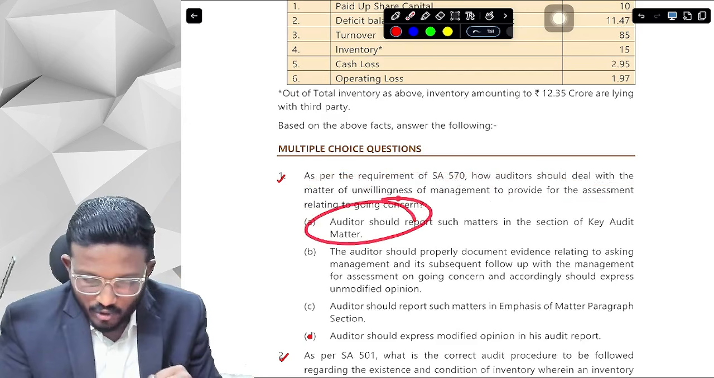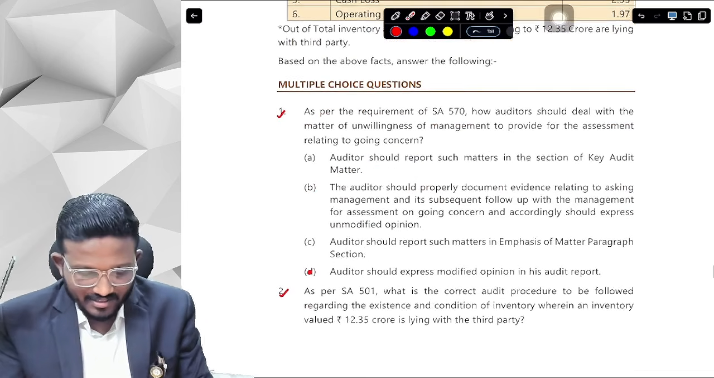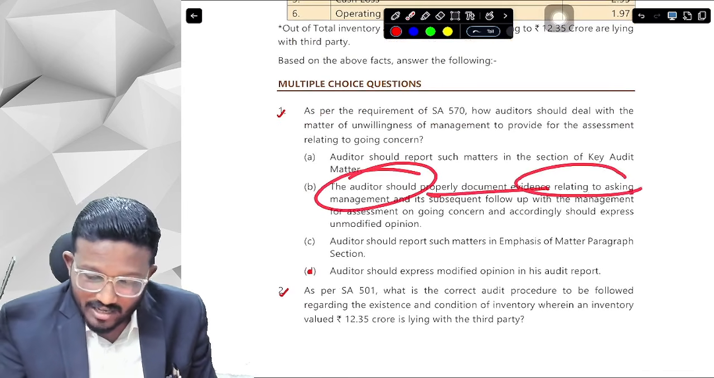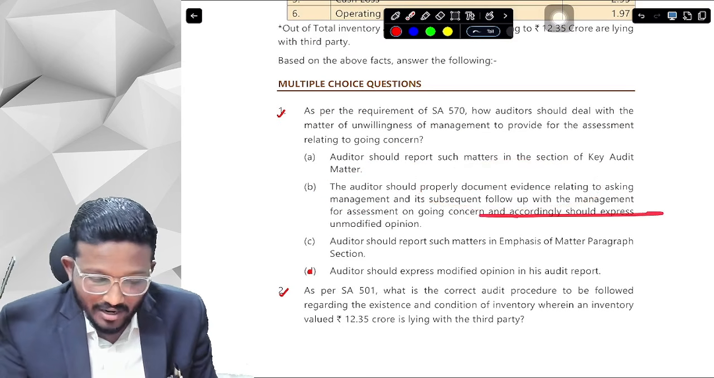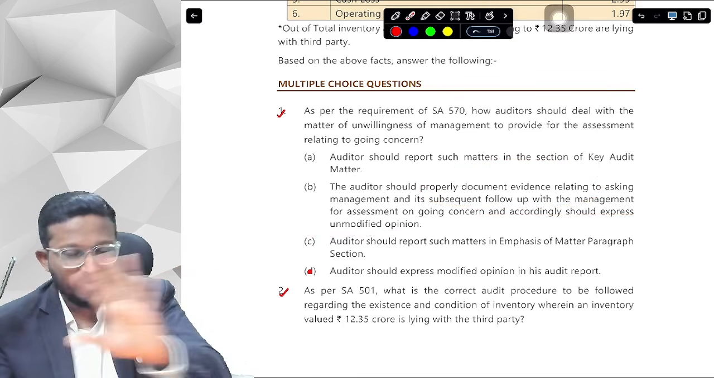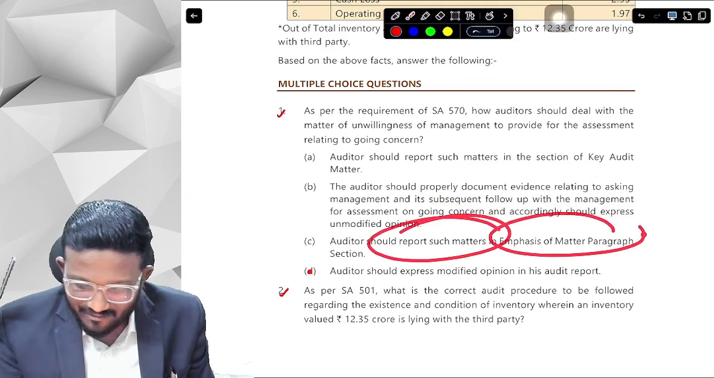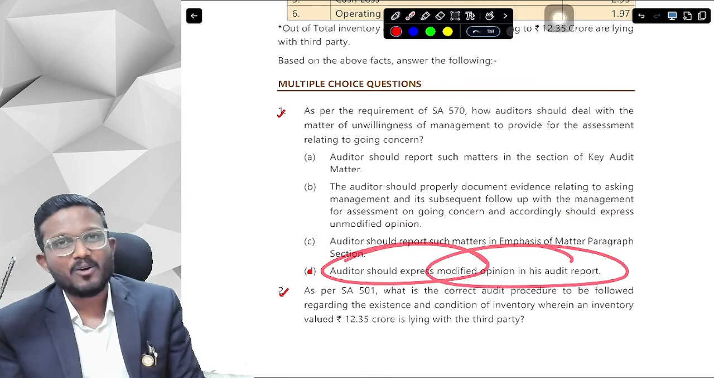First of all, auditor should report such matters in section on CAM. No, sir, we did not report it to CAM. Next, the auditor should properly document evidence relating to asking the management and its subsequent follow-up with the management, and accordingly should express the unmodified opinion. They said you need to make the documentation and then you can issue unmodified opinion. No, sir. We need to report such matter in emphasis of matter paragraph. No, sir. Then what we have to actually do? We need to express modified opinion in our audit report.